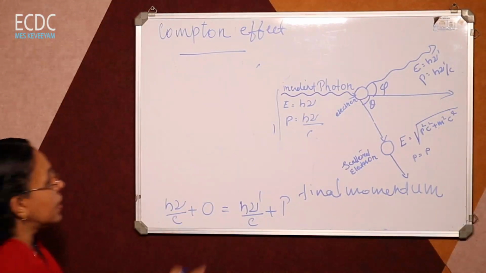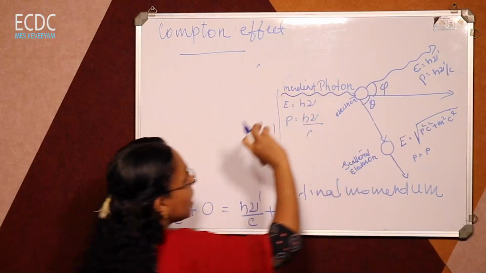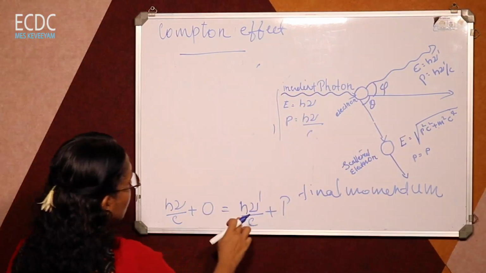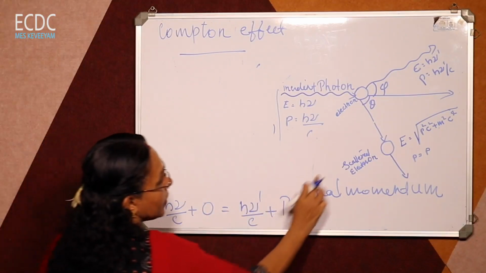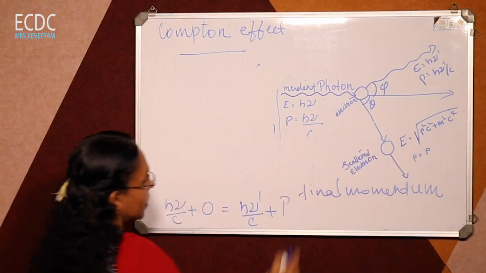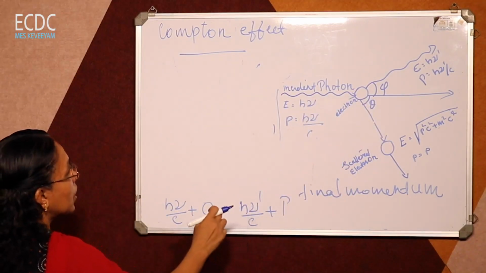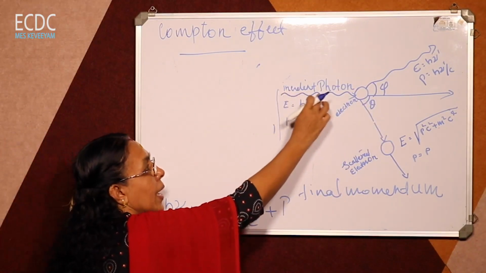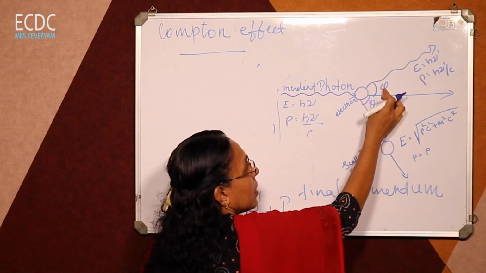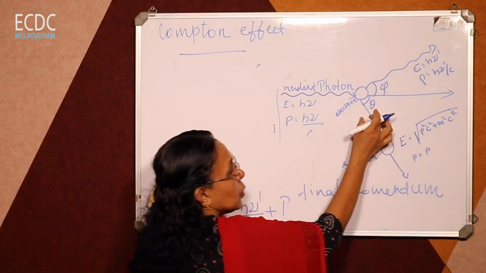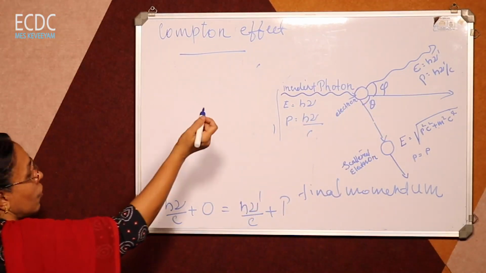See, this is making an angle phi. What is the x component of that? The x component of this is equal to h nu prime by c cos phi. Similarly the x component of this momentum is equal to p cos theta. So taking the components, because here it is moving along the x direction, and in this case the photon is scattered through an angle phi and the electron is scattered through an angle theta. So we have to take the components, or the resolution of vectors.